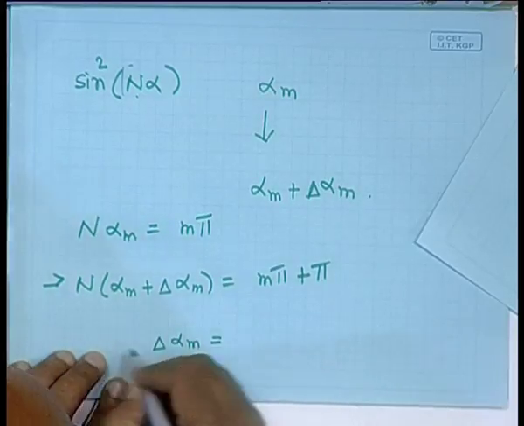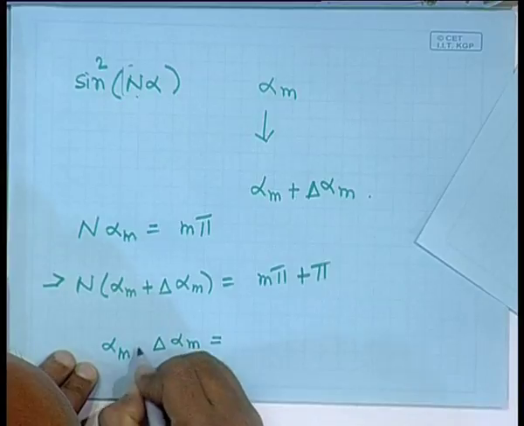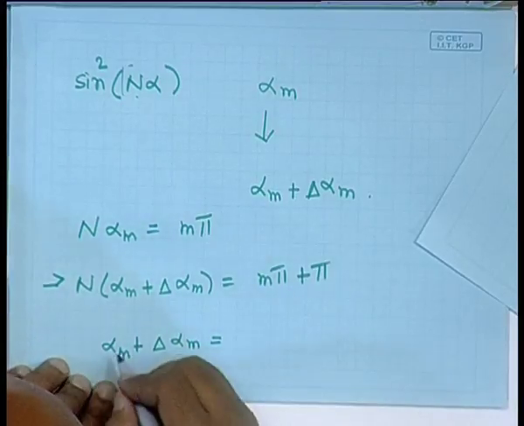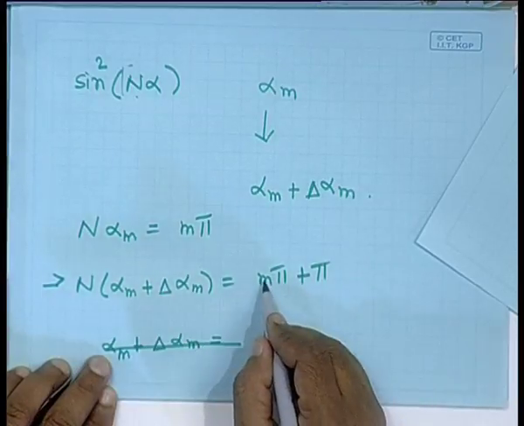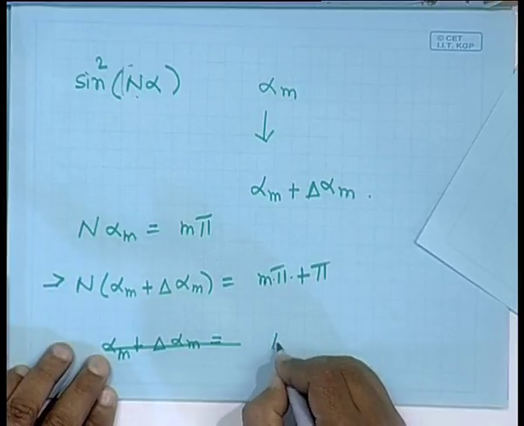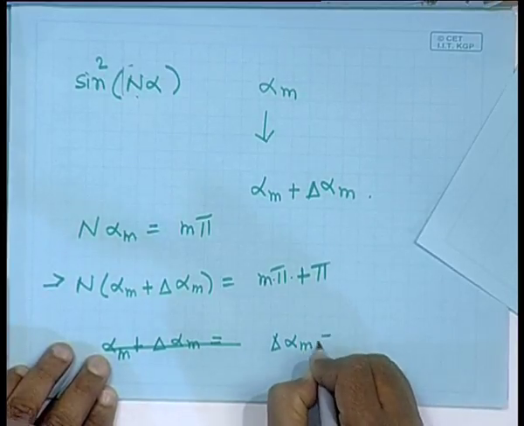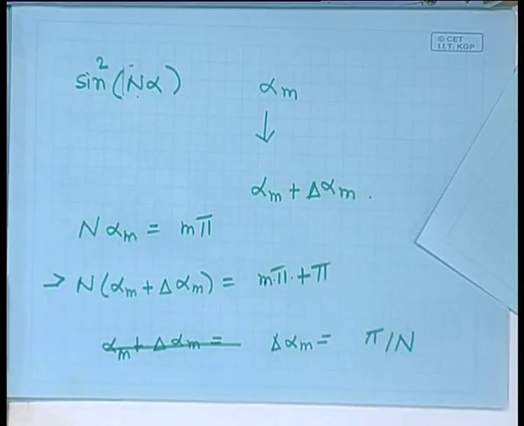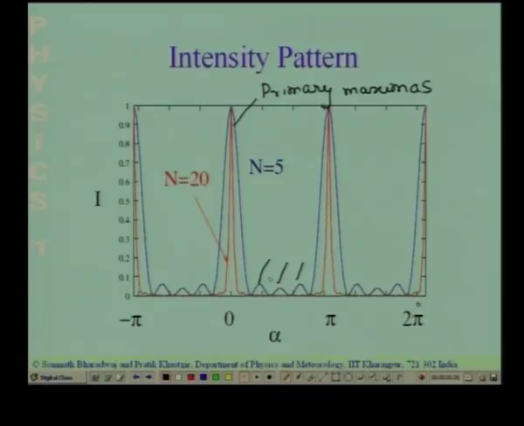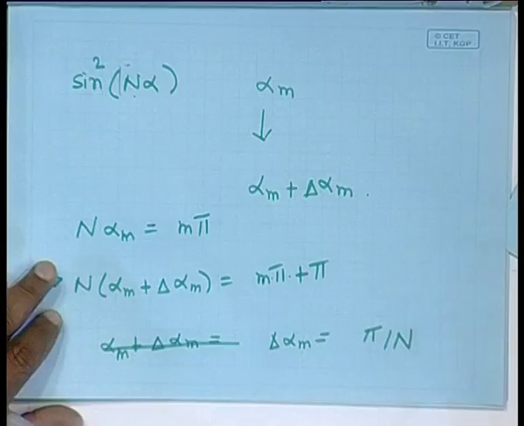So, this basically tells us that alpha plus delta alpha m should be equal to this, this is the condition, okay. And alpha m we know is already equal to m pi. So, this basically tells us that delta alpha m should be equal to pi by n, right, which you can see straight away from here also that there are n minus 1 zeros in between. So, delta alpha m should be pi divided by the number of intervals in between, which is n, okay.